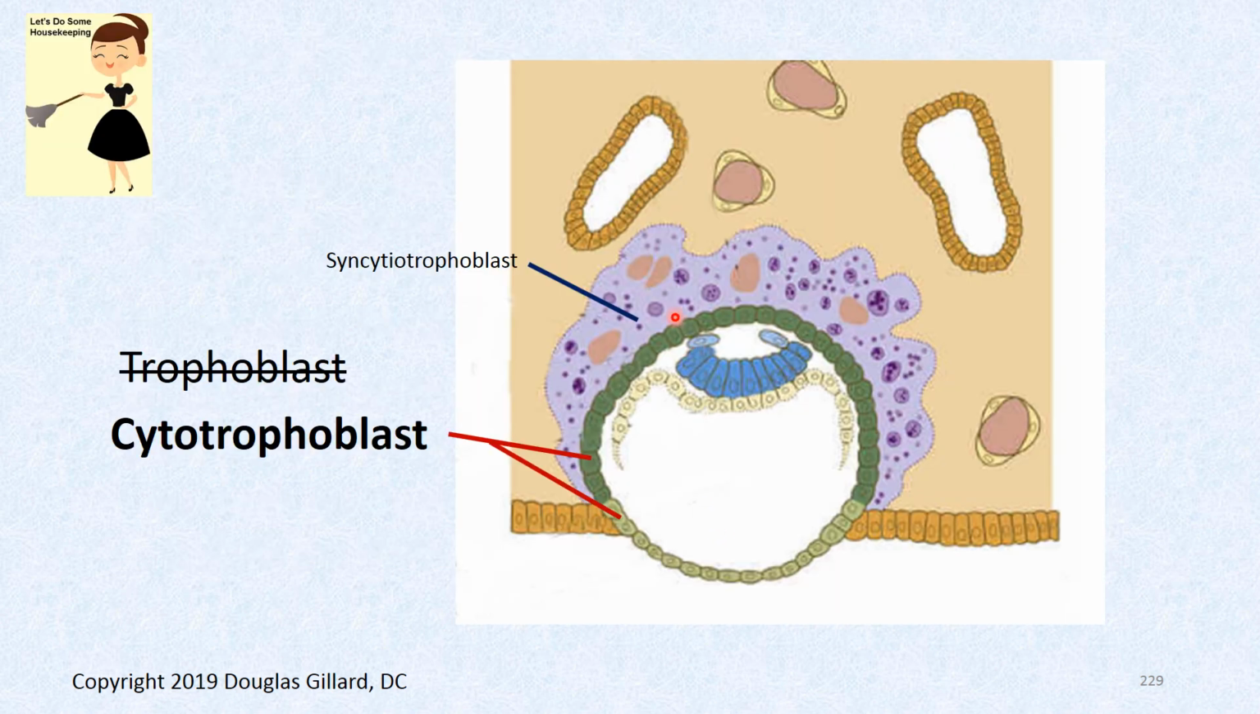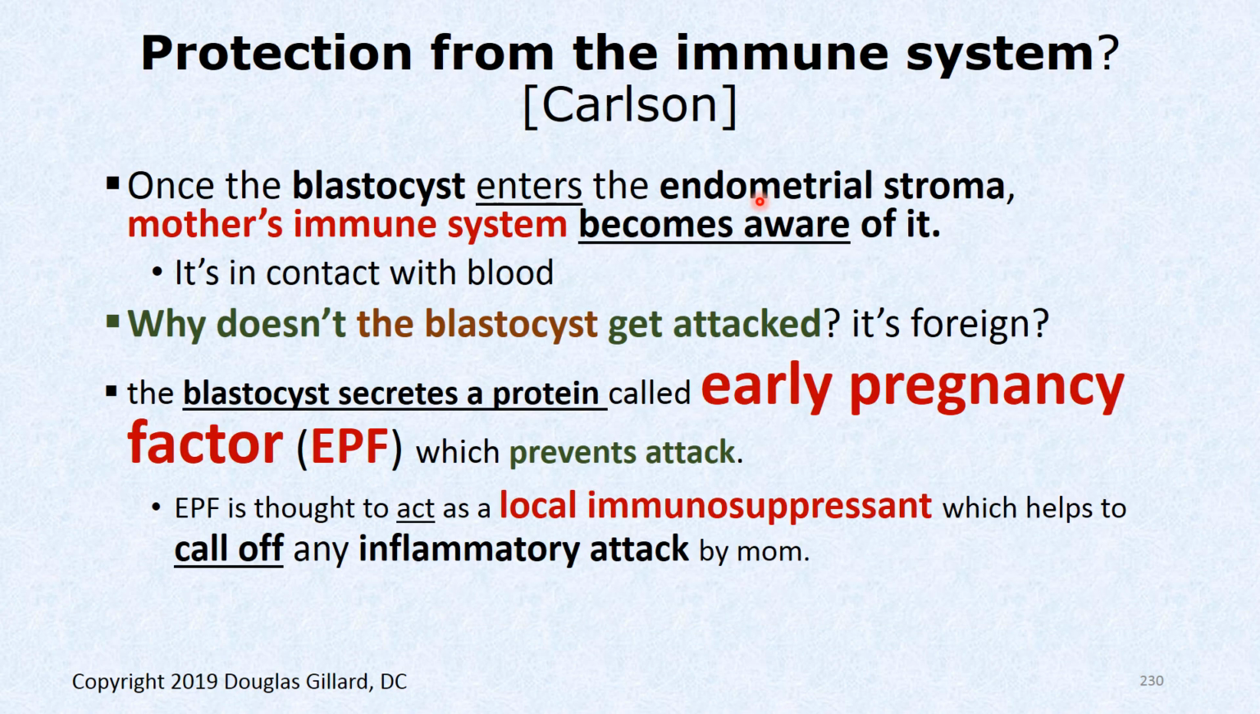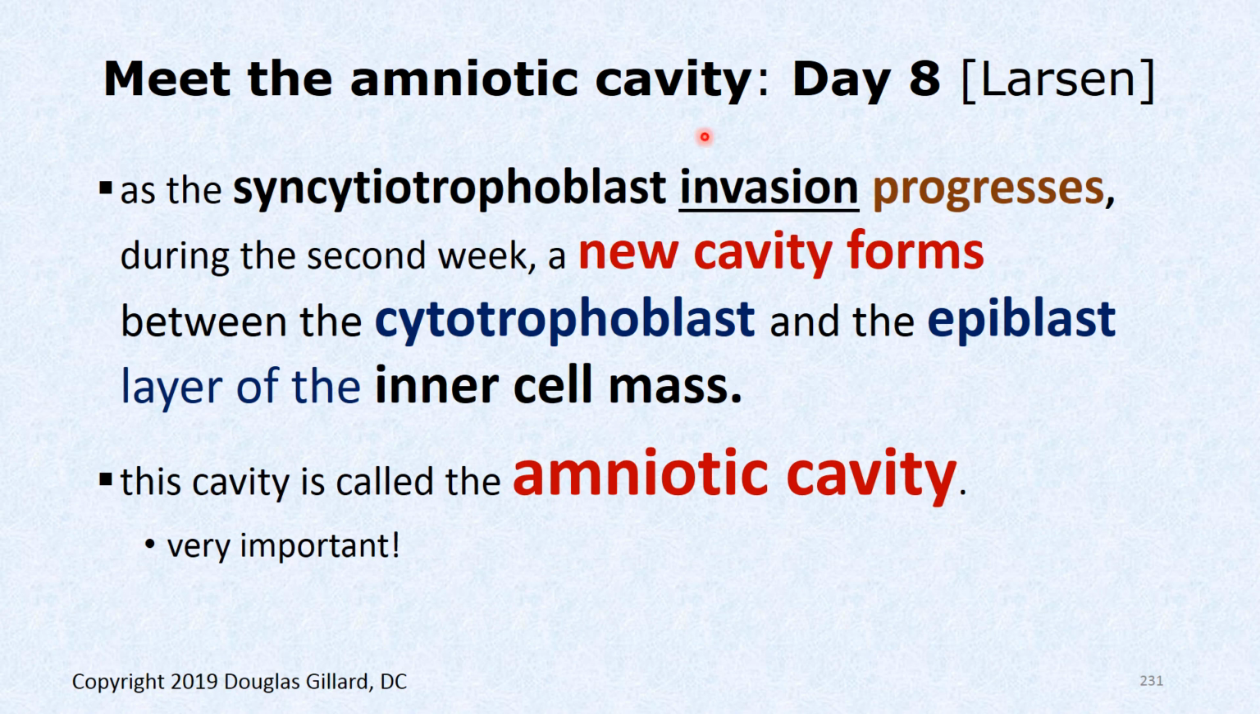So for some, it's kind of like it's got a passport, or it's got papers, and it shows the papers to the immune system. "Nope, we're okay. We've got a pass. Stay away from us." And so it doesn't get attacked because of this early pregnancy factor. Okay, so that's the story with that. One more thing and we'll call it a day.